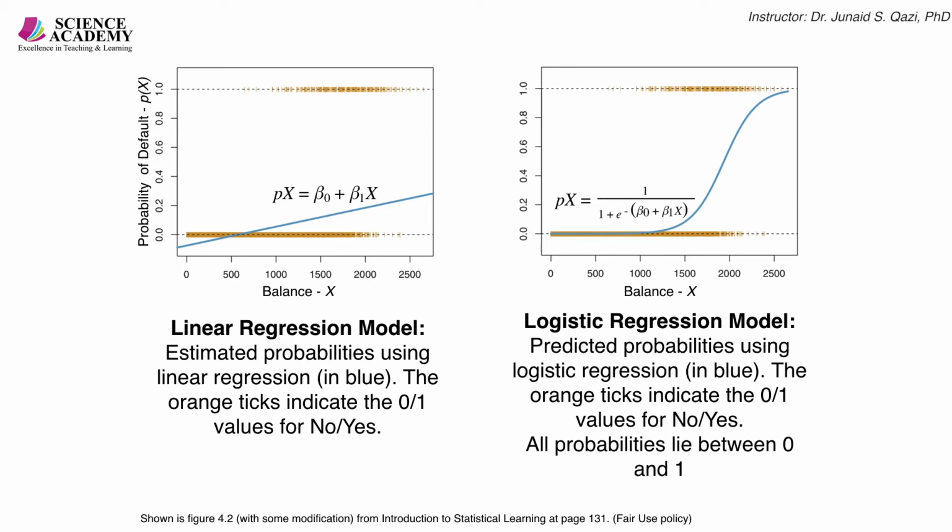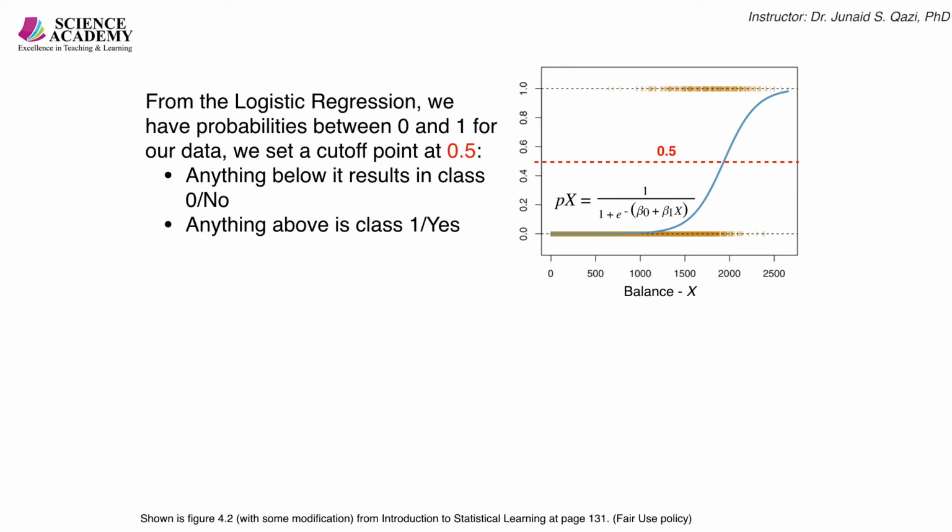Likewise, for high balances, we predict the probability of default close to but never above 1. The logistic function will always produce an S-shaped curve of this form, and so regardless of the value of x, we will obtain a sensible prediction between 0 and 1. And this is what we want in this case. So now from the logistic regression, we have probabilities between 0 and 1. We set a cutoff point, say 0.5 in this case, so that anything below 0.5 is in the no class, whereas anything above 0.5 is in the yes class.